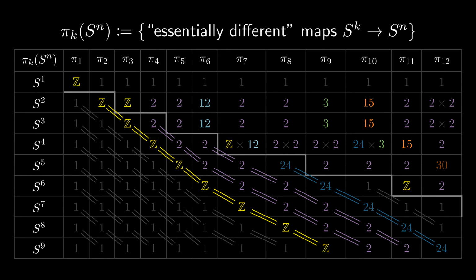For some more patterns, we know where all of the Z's in this table are. There's the main diagonal, then there's this double knight's move line of Z's just above the stable range. Everything else in the table is a finite abelian group.